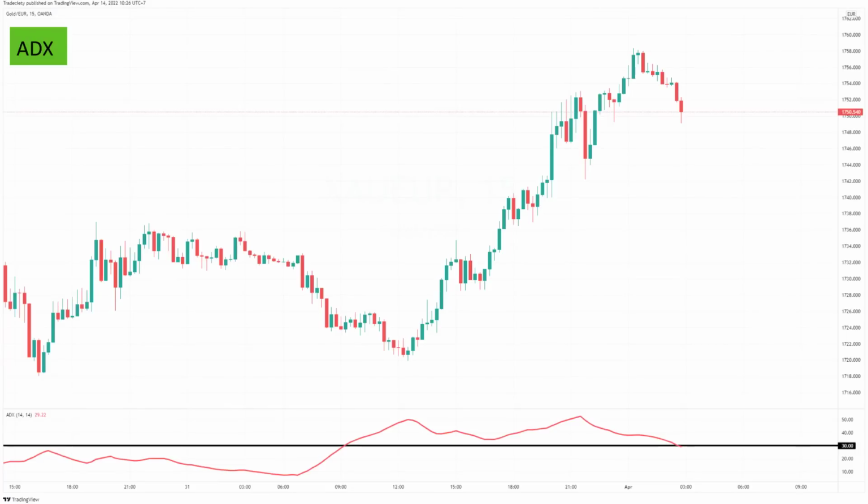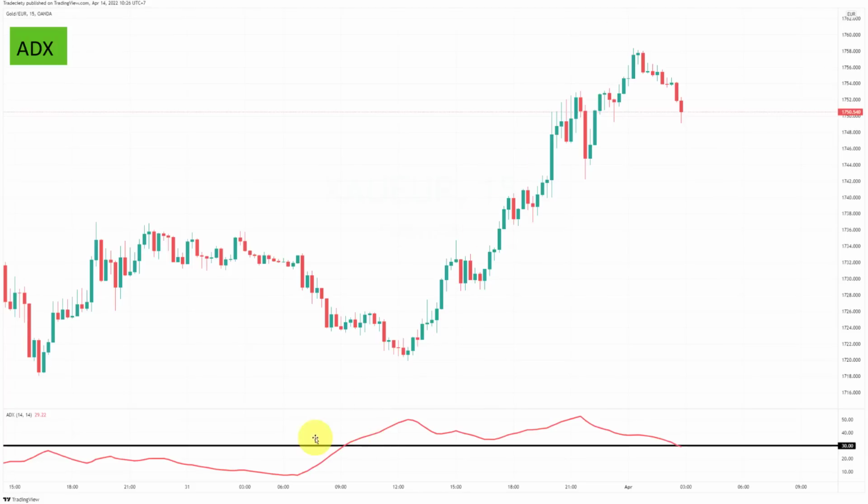The ADX is also a very important trend filter or trend indicator. Here's the ADX 14 period. And what I did is I added this horizontal level at 30. This is typically the threshold for trend trading. An ADX below 30 means that the market is in a range. An ADX above 30 means that you are in a trending market.